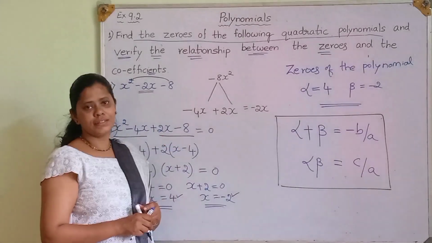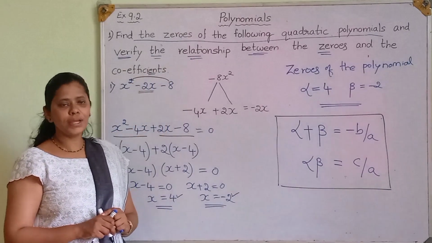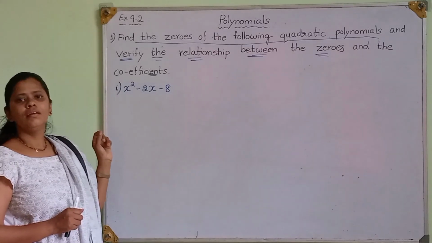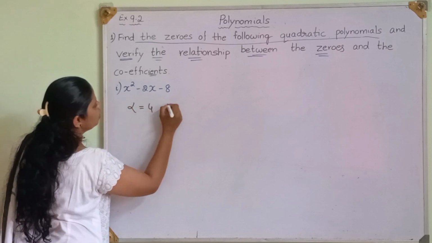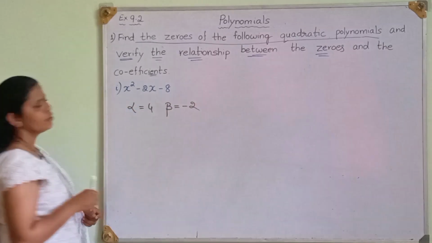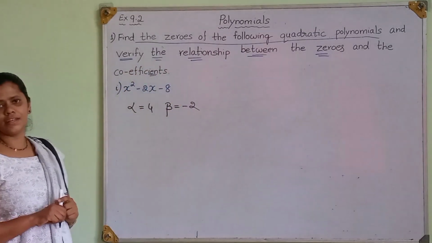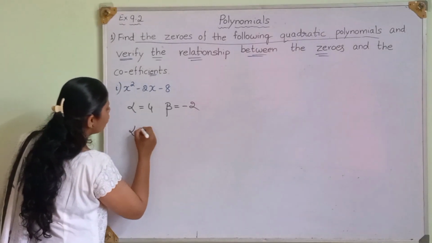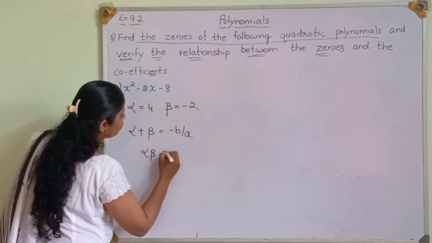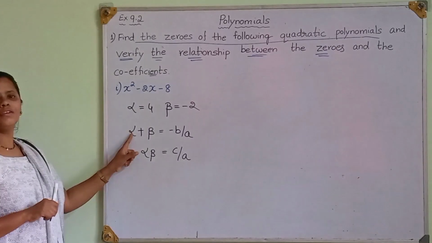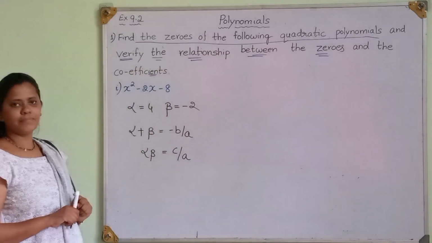But we have to verify this. That means we have to do the second part of the question. Let us do that. Now let us solve the second part of the question. We know that the value of alpha is 4, beta is equal to minus 2. And here we have to verify the relationship between zeros and the coefficient. Alpha plus beta is equal to minus b by a. Alpha into beta is equal to c by a. These are the two formulas. They show the relationship between zeros and the coefficient, isn't it?